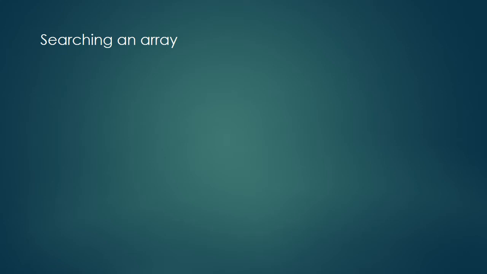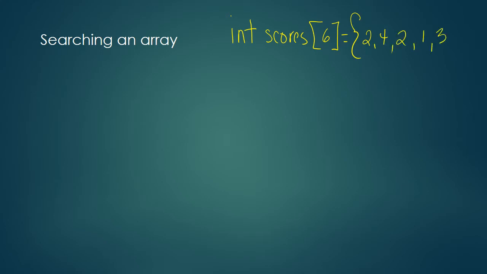So let's declare our array. We're going to use an integer array, and we can name this integer array scores. For simplicity, I'm going to make it very small, size 6, and I'm going to put the scores into it: 2, 4, 2, 1, 3, and 5.